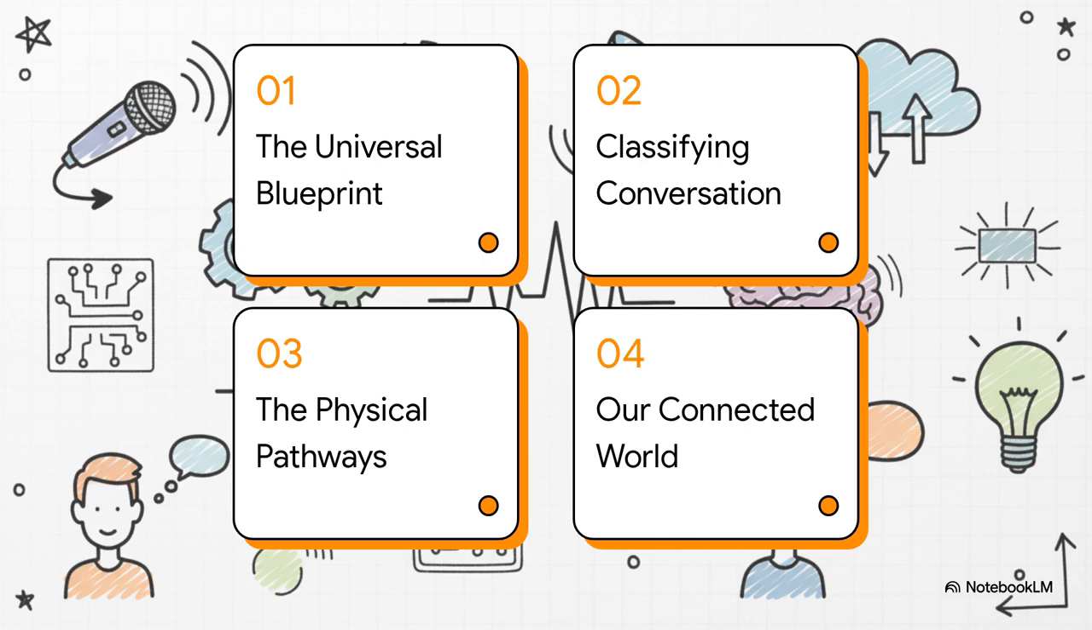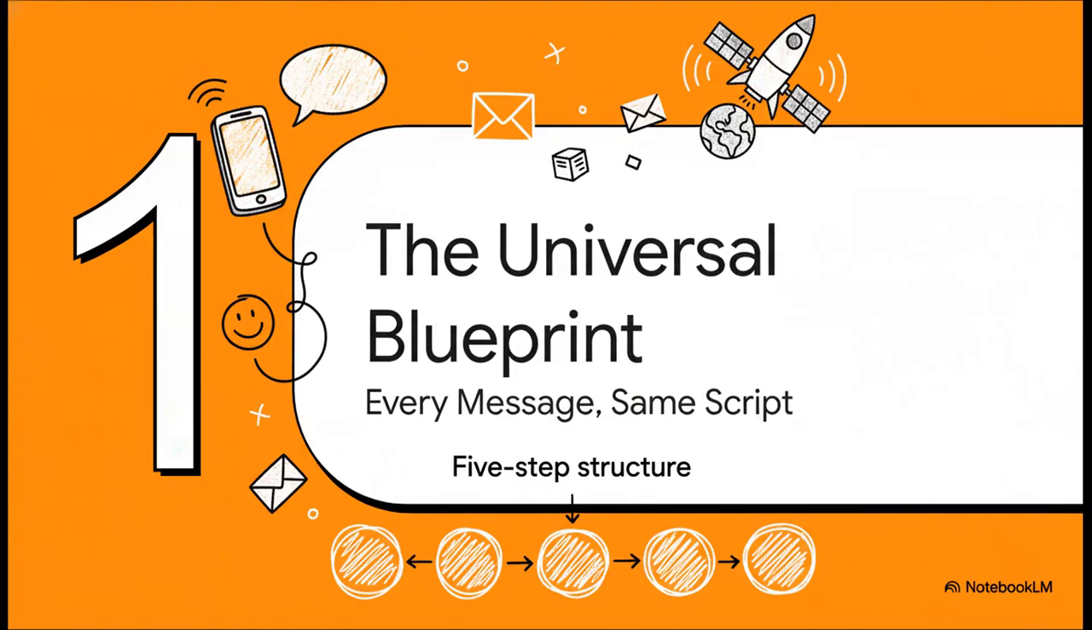All right, here's our game plan. First, we're going to uncover that one universal blueprint that every single message follows. Then, we'll get into the different styles of digital talk. After that, we'll look at the actual physical highways our data travels on. And finally, we'll put it all together and see how this whole system shapes the world you and I live in.